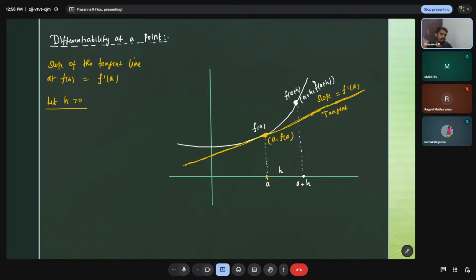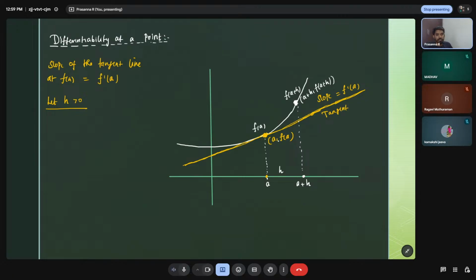We have a curve y is equal to f of x. At a, this is my f of a. At f of a, we are drawing the tangent line. The slope of this tangent line is f dash of a. How to find f dash of a? If I know 2 points in the line, I can find the slope using y2 minus y1 divided by x2 minus x1, but I don't know two coordinates. I know one coordinate, a comma f of a. So what I'm doing here is taking a positive quantity h to the right of a, forming a plus h, with h greater than 0.